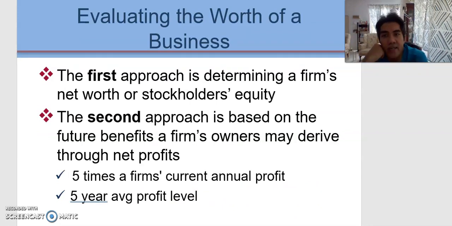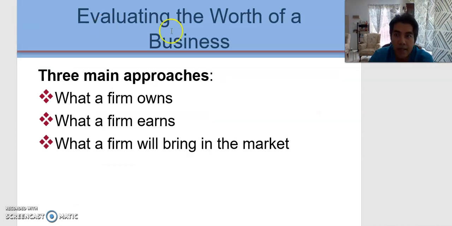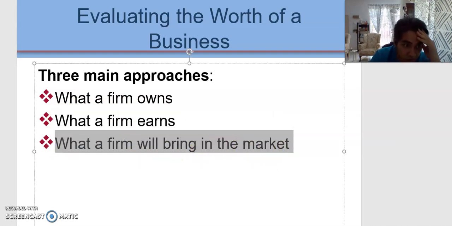And in this particular section also, they discuss how we can evaluate the worth of a business. There are several ways that we can do that. Number one, we can identify through what a firm owns, through their assets and everything, and then what a firm earns, and then what a firm will bring in the market in terms of their market price, and the firm's common stock, for example. We can base it on that factor.